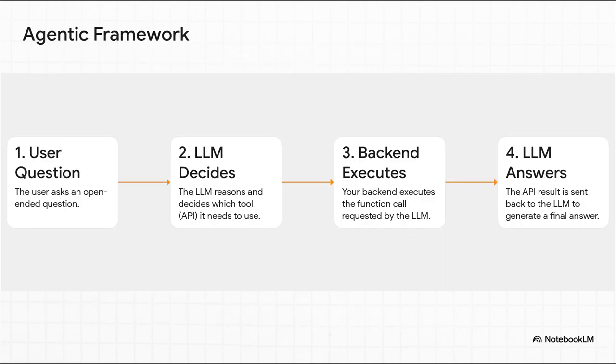So here, the flow is way more dynamic. It's actually a loop. The user asks a question, but instead of our app fetching data, the LLM starts to reason on its own. It might think, to answer this, I'm going to need the flight status tool. Your backend then runs that request, sends the result back to the LLM, which then decides if it's done or if it needs to use another tool.